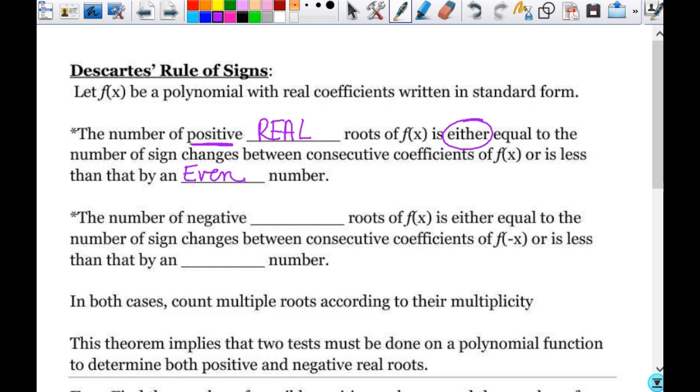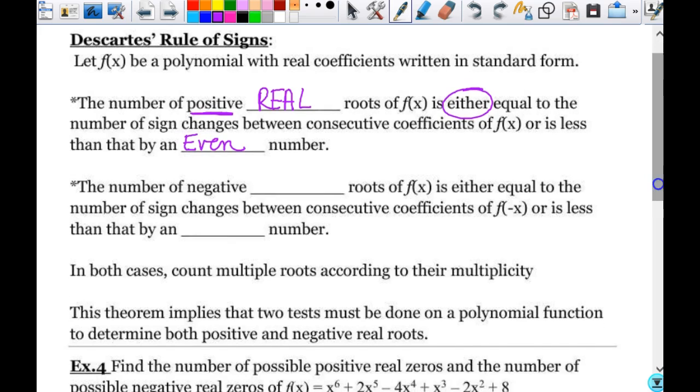Okay, so we're going to figure it out, and then it's either going to be that number or something less than that by an even number. So we might figure out that it's 4. So then the answer is either it's 4 or 2 or 0. And that's your answer with the ors. It's like a multiple choice answer almost. And then that kind of tells you some stuff to do with it.